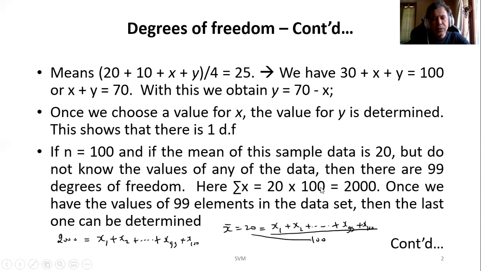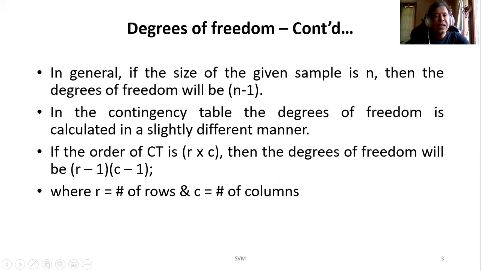That is what is written here. Sum of x is 20 into 100, that is 2000. Once we have 99 elements in the data set, the last one can be determined. So here we say the degrees of freedom is 99. So in general, if the sample size of the given sample is n, then the degrees of freedom will be n minus 1. In the case of a contingency table, it will be like a matrix having some rows and columns with some observations in that.